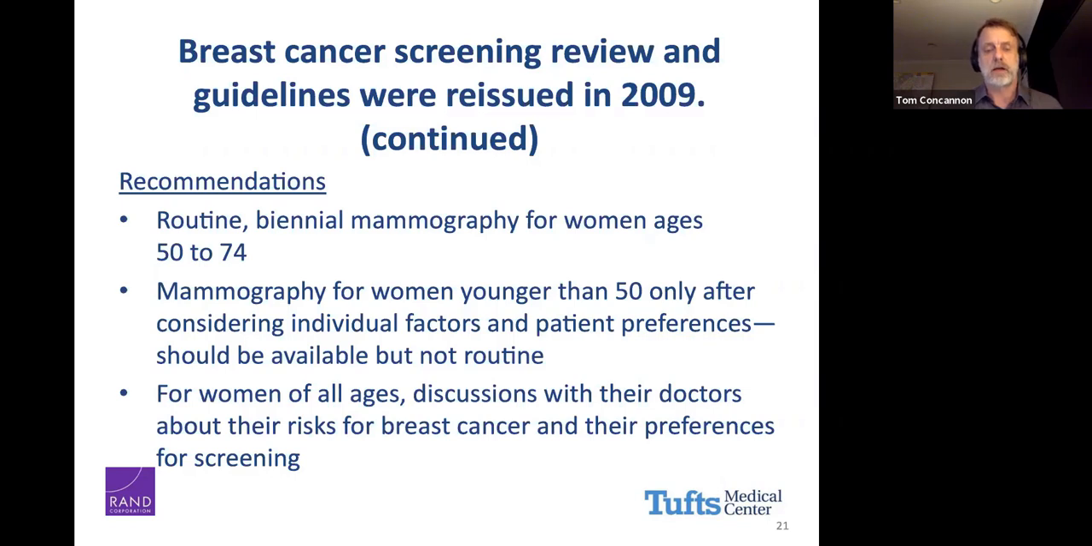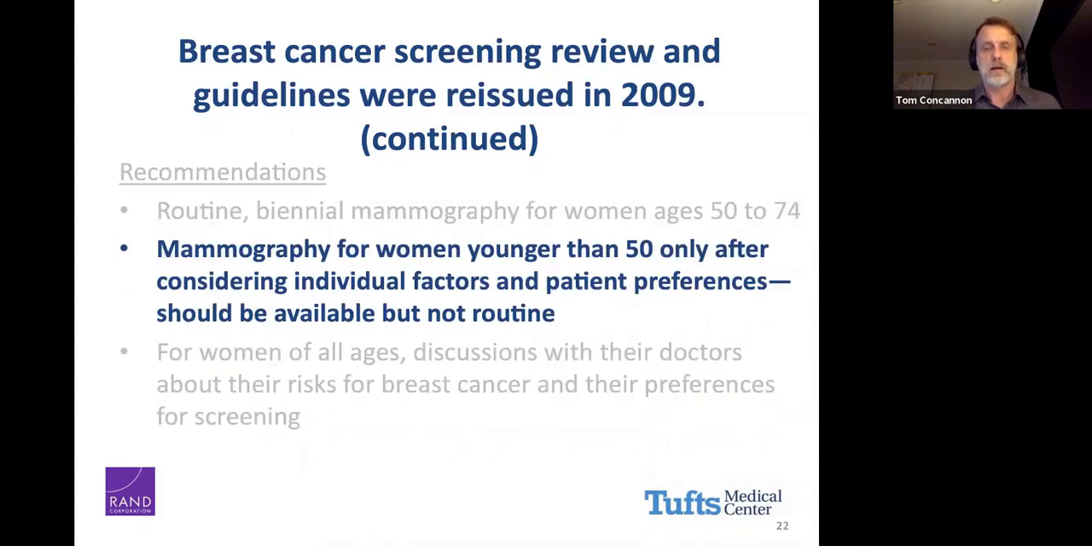Women of all ages should hold those discussions with their doctors about their risks for breast cancer and their preferences for screening. And so you can see how they meant for this screening guideline to be somewhat flexible, so that women and their doctors are encouraged to talk about the risk for breast cancer and to develop an individualized plan. You would think, though, from the opposition that was unleashed when this guideline was released, that this second bullet was the only thing that was said, that mammography for women younger than 50 should not be routine.